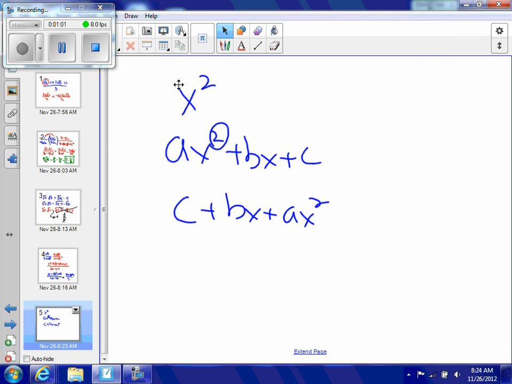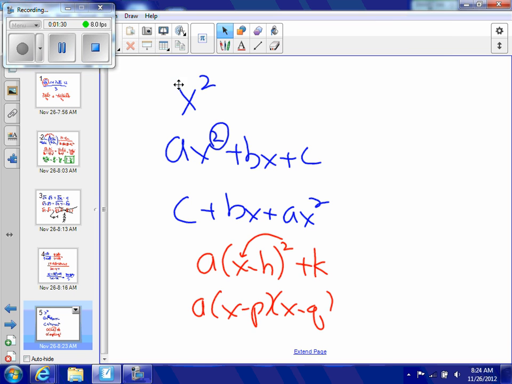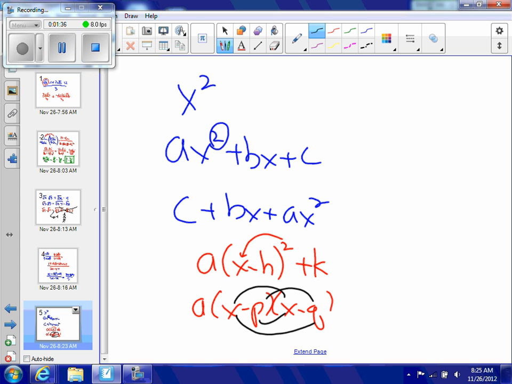It's the same thing if I write it in vertex form: a times x minus h squared plus k. When I FOIL out this x minus h, my highest power of x is going to be x squared, so it's going to be a parabola. And the same thing in intercept form: if I have a times x minus p, x minus q, when I FOIL out this expression, my highest power of x is going to be x squared. So it's going to be a parabola.